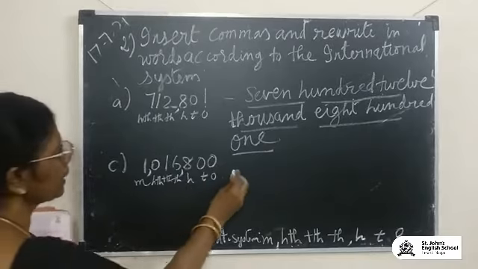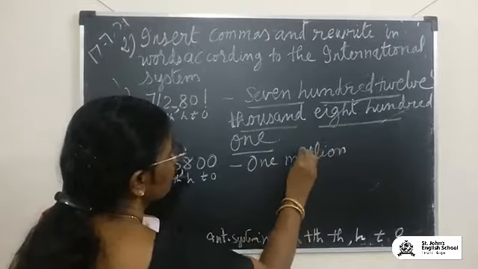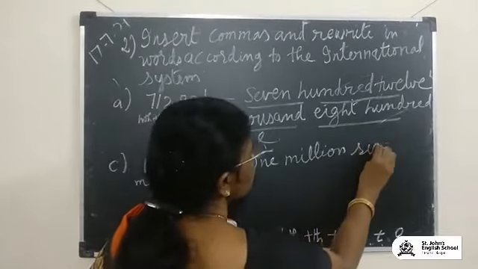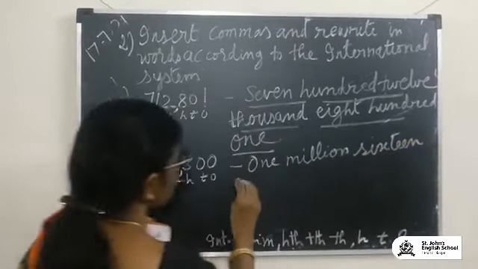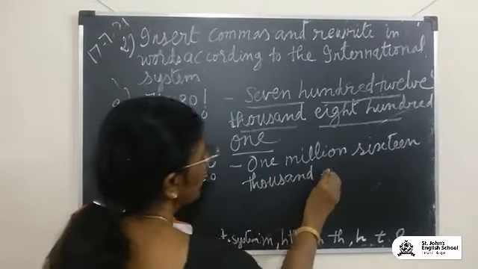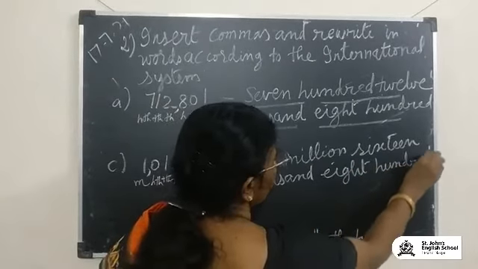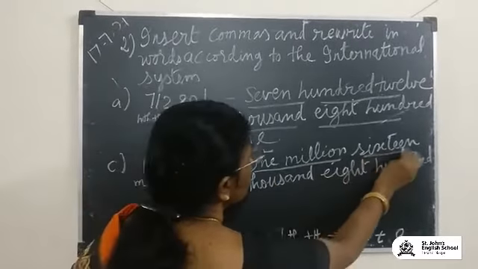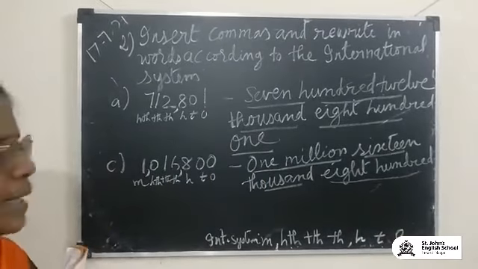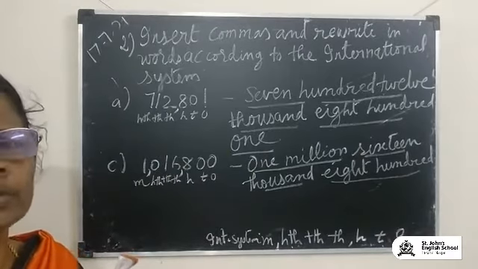See, the hundred thousands place is 0, so only read it as 16,000. So how are you going to write this number? It's going to be 1 million, 16,000, and the last three numbers together, 800. So this is 1 million, 16,000, and 800. This is the number with 7 digits. For your class, you will have only up to million.